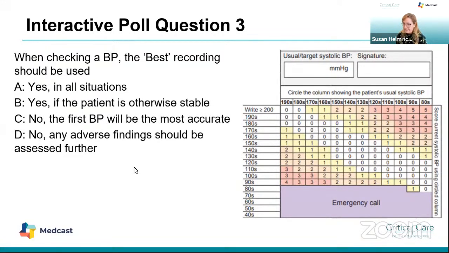So most of you have indicated that no, we should be looking for some more adverse findings. When we do get a low blood pressure, that is often going to be the most accurate. Rechecking it might make us feel better about the situation, but a low blood pressure should always be assessed further for complications.